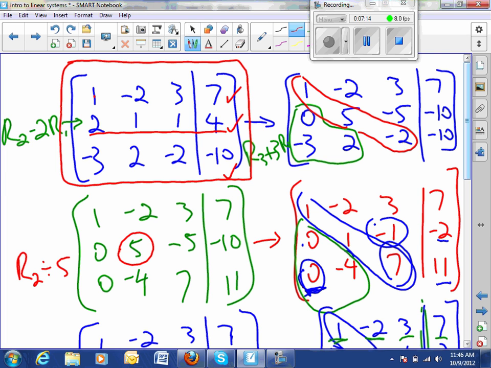So the solution is valid. That ordered triple solves all three of the original equations. So it's a solution to the system.